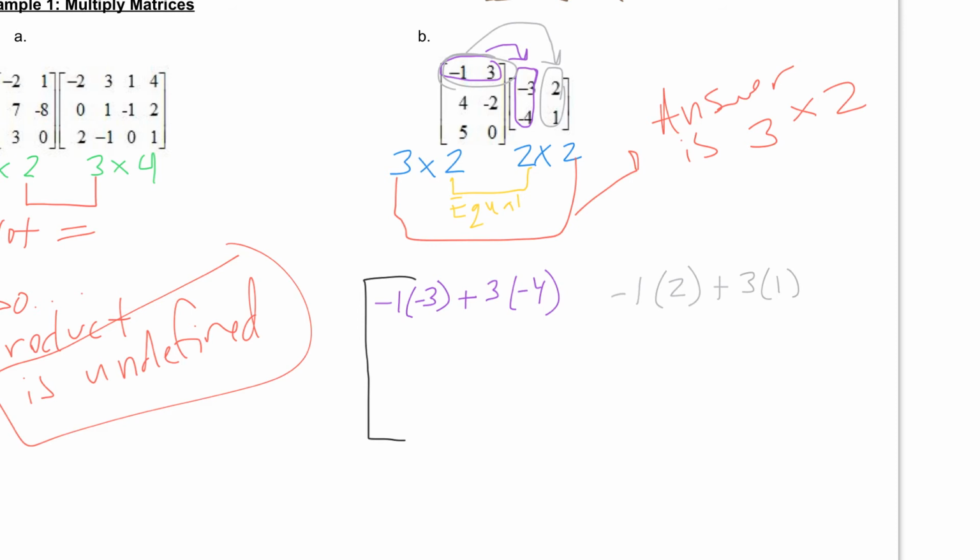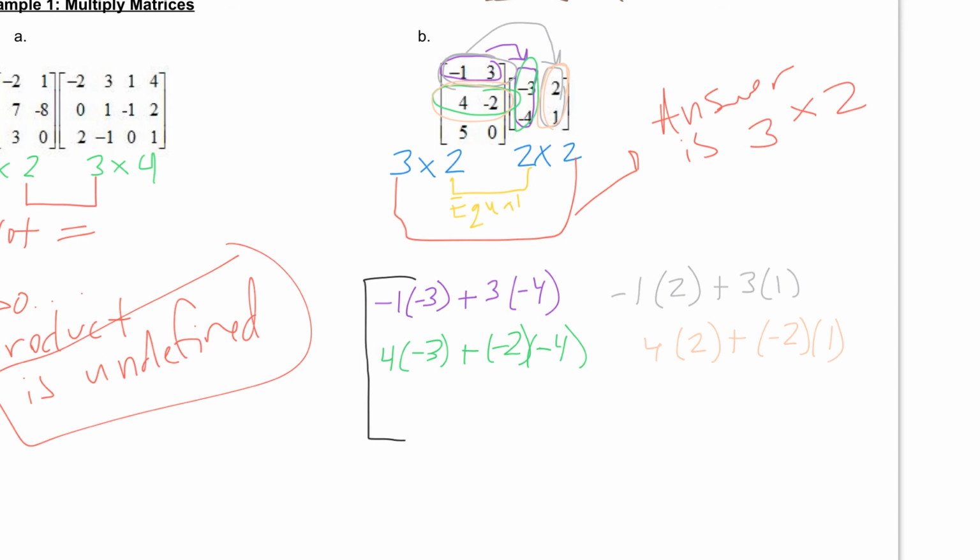So now we're going to take this row and multiply it by this column. So we would have this 4 times -3, and we're going to add it to -2 times -4. So we have 4 times -3 plus -2 times -4. And then we do the same thing. So now we're going to take this same row, but multiply it by this column. And so we get 4 times 2 plus -2 times 1.